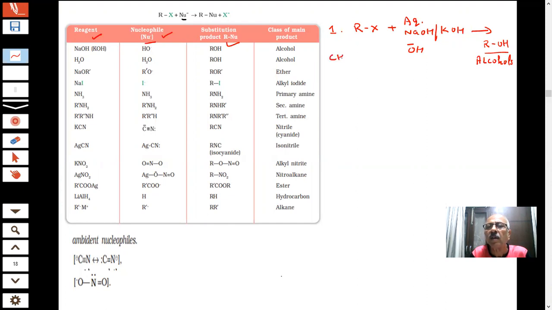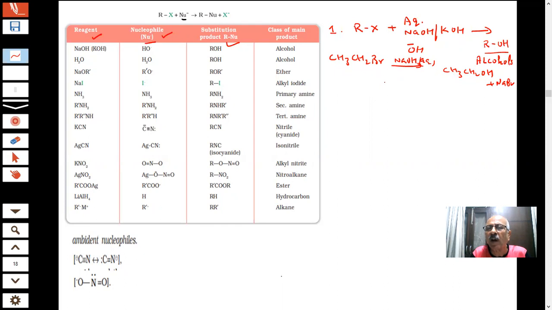What we are saying, you have CH3CH2Br, and you are saying NaOH aqueous. What will be the product, students? CH3CH2OH, and you have Na going with Br. So you have been able to convert alkyl halide into alcohol. Conversion of haloalkane into alcohol by nucleophilic substitution.